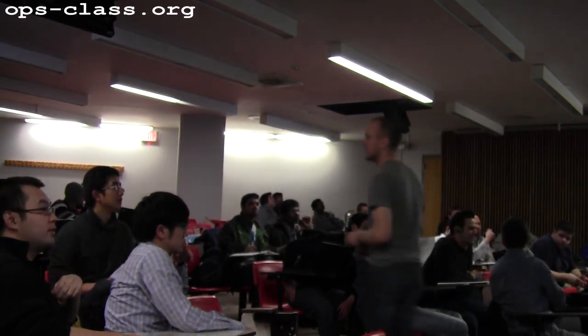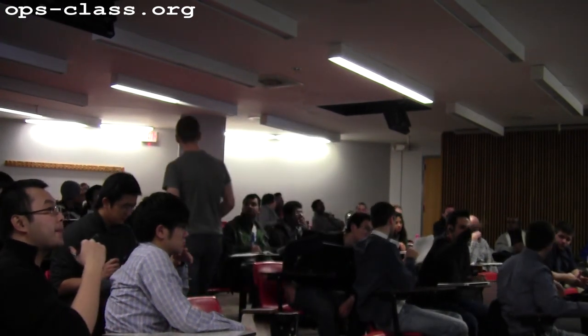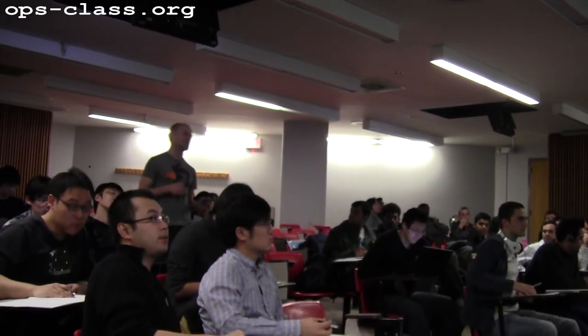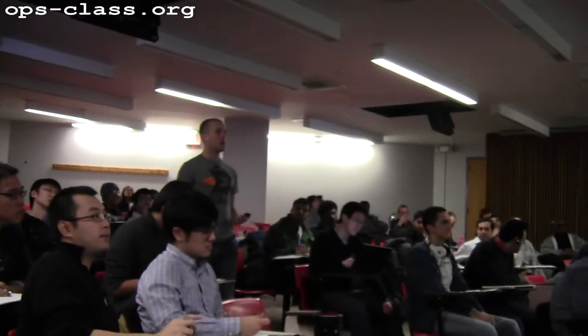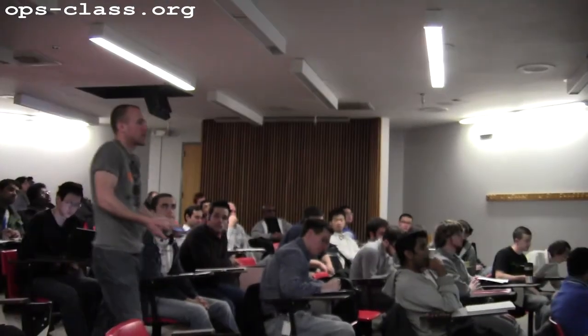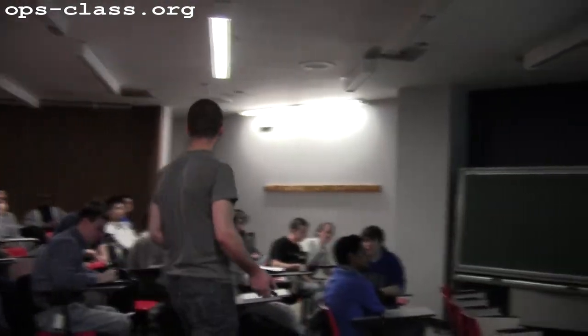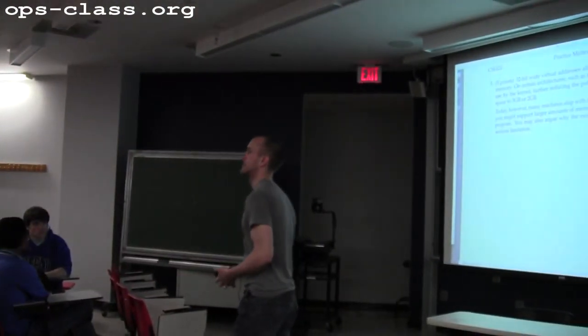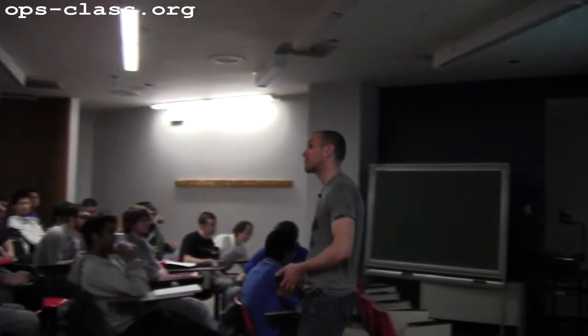All right, let's talk about this problem. Okay, so I've got a machine that has more than 4 gigabytes of memory. It has 16 GB of memory, right? So how can I support this? How am I going to put all this memory to use? Okay, so I could use a 64-bit virtual address space.